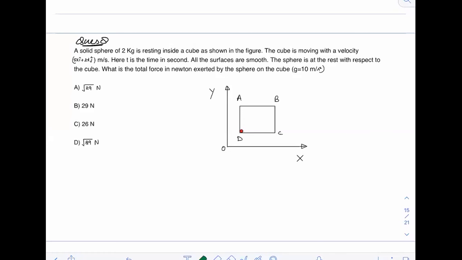Yes, solve this question. The velocity, I'm writing it here if it is not visible to you. So the velocity is given as 5t i cap plus 2t j cap. This is the velocity given to me.